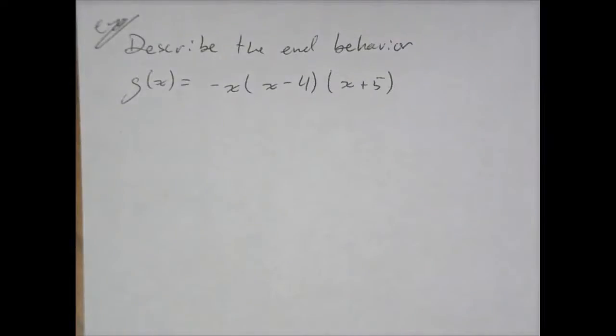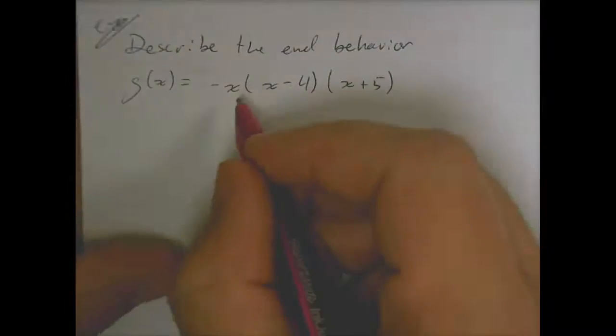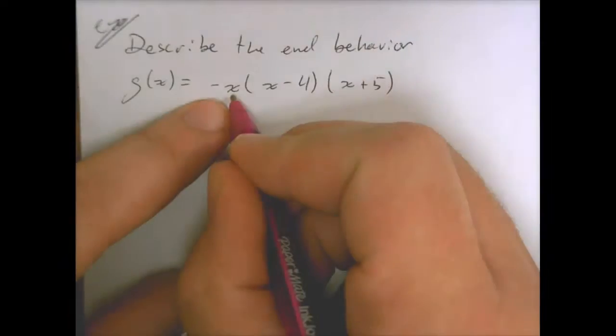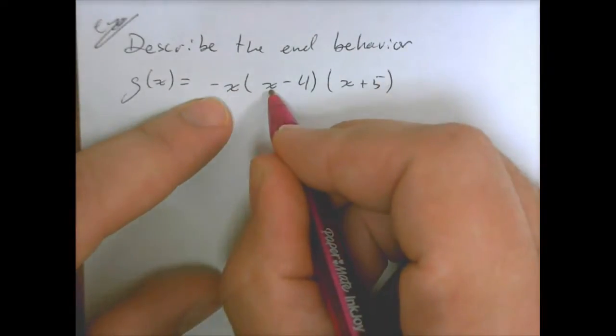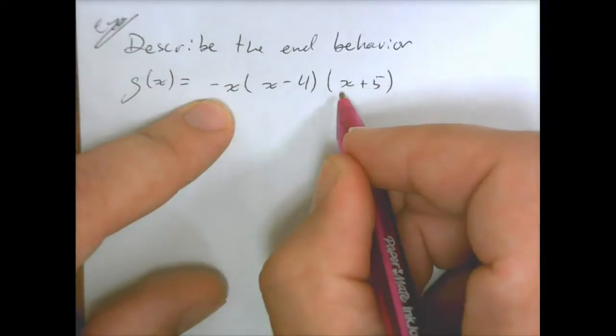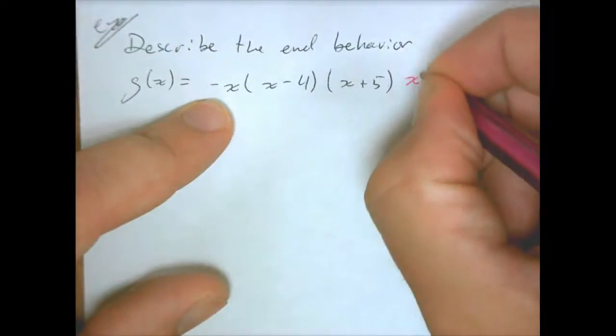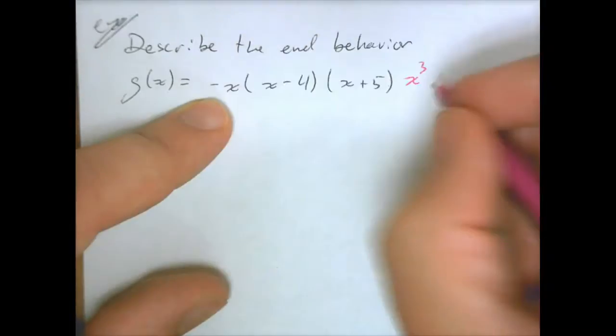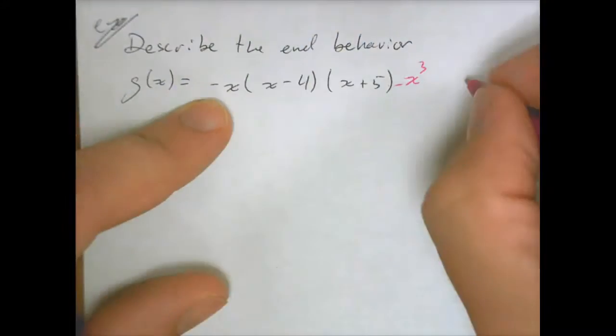Okay, this one's a little bit different, only in the way that it looks. I mean, we're still doing the same thing. We're going to be looking at the term with the highest coefficient. So notice on the outside here I have negative x times x minus 4 times x plus 5. It looks like I'm multiplying 3 x's together, so hopefully this should come out like something like x to the cubed. You have a negative in front, so that will be something like negative x to the cubed.